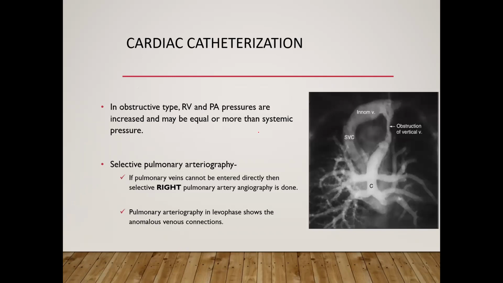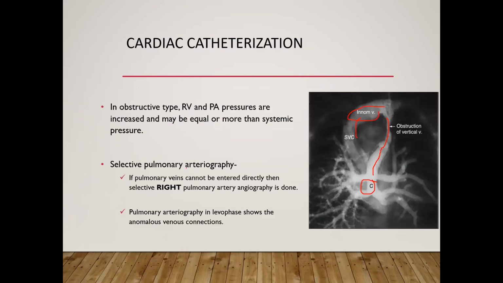In cardiac catheterization, you see the common confluence along with four pulmonary veins, which form the vertical vein. There is a connection, with obstruction of the connection to the innominate vein, which is connected to the SVC. This is the obstructive type, and RV and PA pressures are increased and may be equal to or more than the systemic pressure.